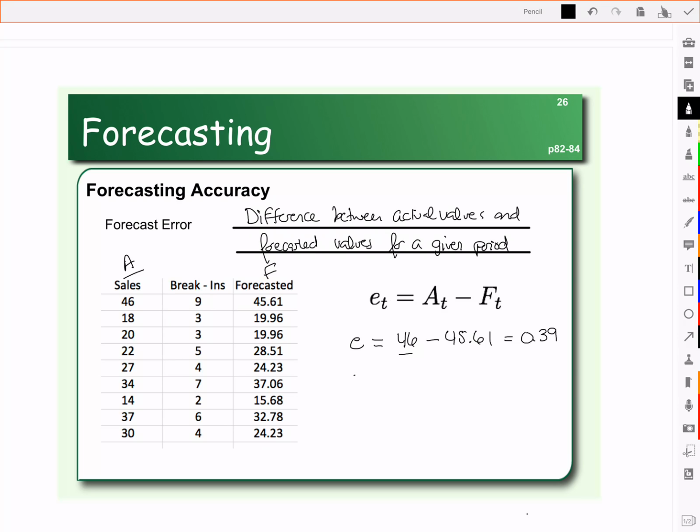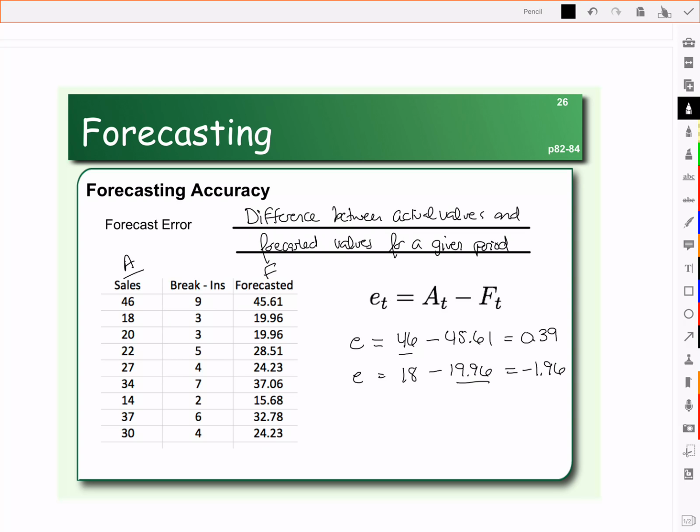Now let's find the forecasting error for the next set of numbers. So here the actual was 18 and the forecasted was 19.96. Notice our forecasting error is 18 minus 19.96, which gives us a negative 1.96. So when you have a negative forecasting error, your forecast was higher than your actuals.